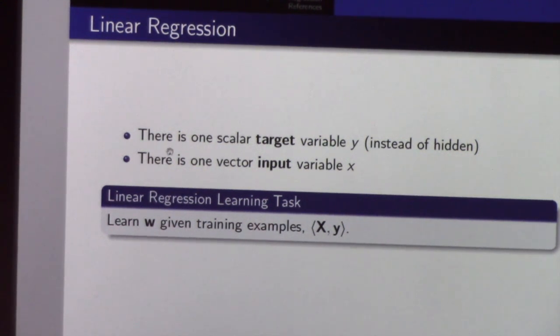What we assume in linear regression is that we have one target variable y. A lot of you might be familiar with regression, so I use very common terms here. We have some target variable y that we want to predict, and we have some vector input x. It's very much like the classification we've done before, but instead of predicting a class, instead of predicting what digit this is, we are trying to predict some real value. That's the linear regression approach. The learning part is that we want to learn some weight vector given a set of training examples.